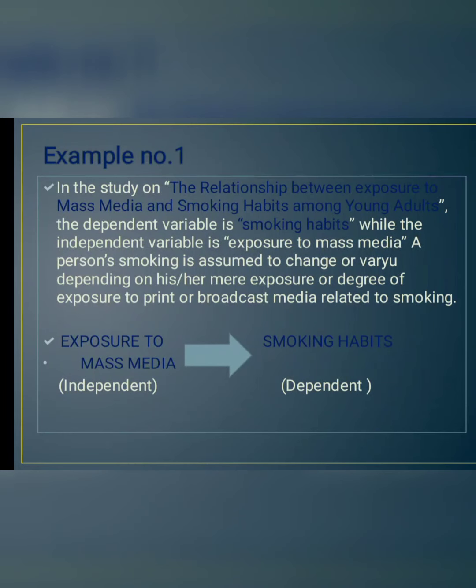So, example number 1, in the study on the relationship between exposure to mass media and smoking habits among young adults, the dependent variable is smoking habits, while the independent variable is exposure to mass media. A person's smoking is assumed to change or vary depending on his or her exposure or degree of exposure to print or broadcast media related to smoking.